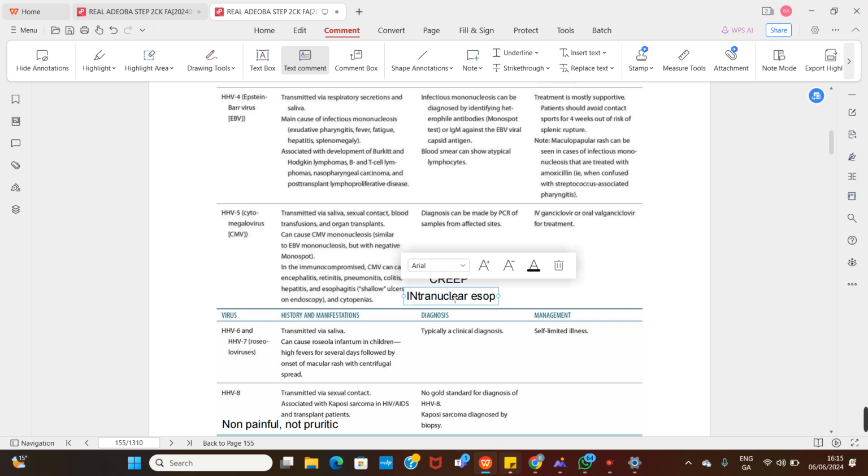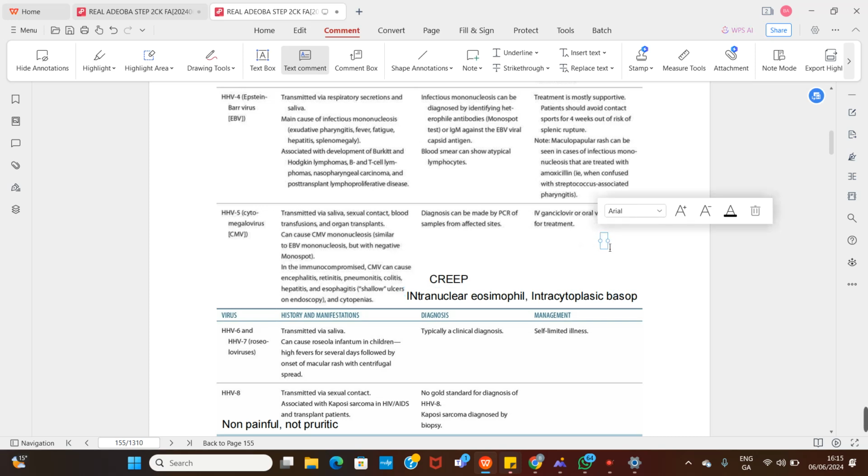So intranuclear eosinophilic inclusion bodies, and intracytoplasmic basophilic inclusion bodies. That is peculiar to the CMV infection.